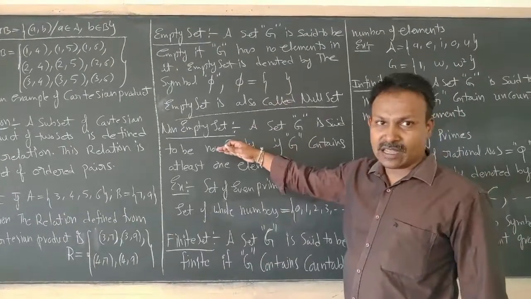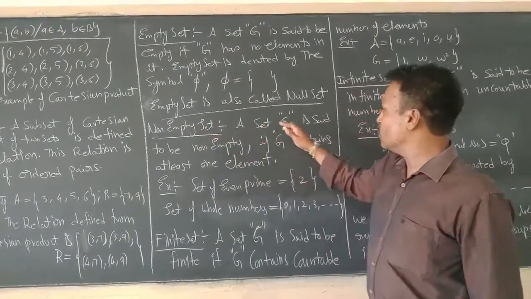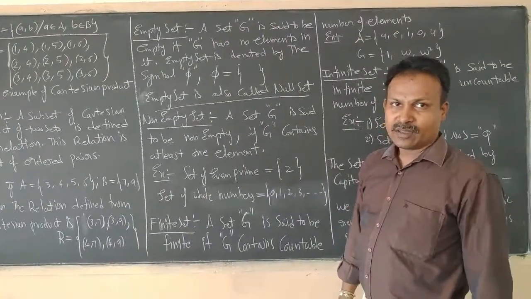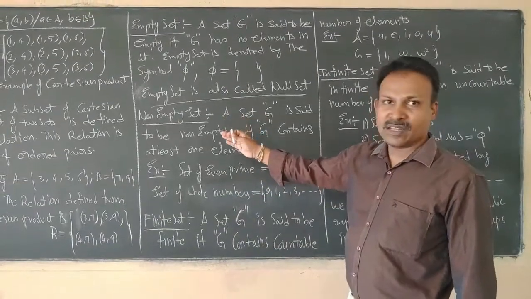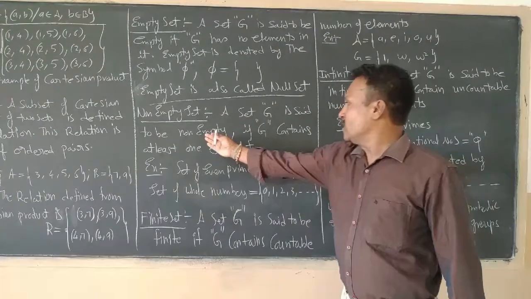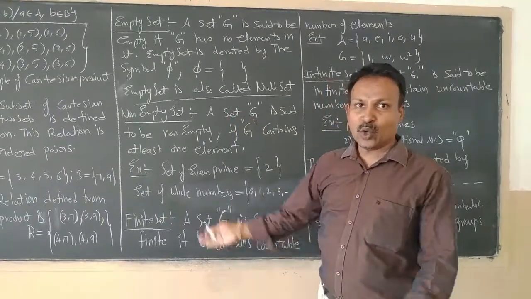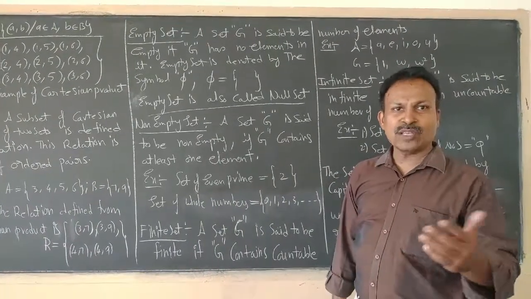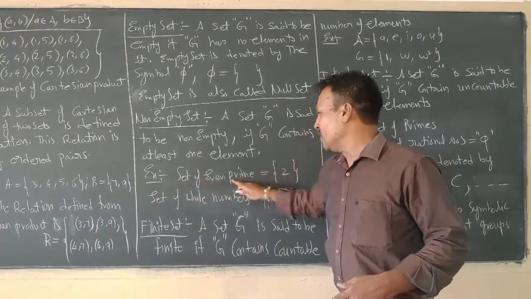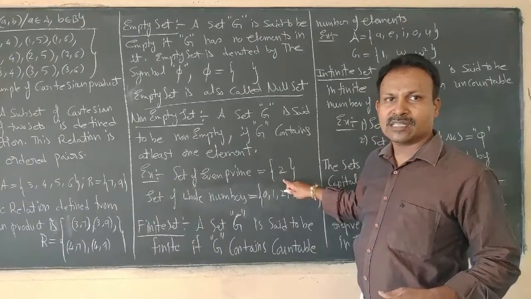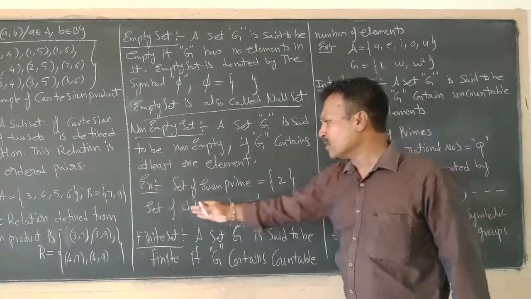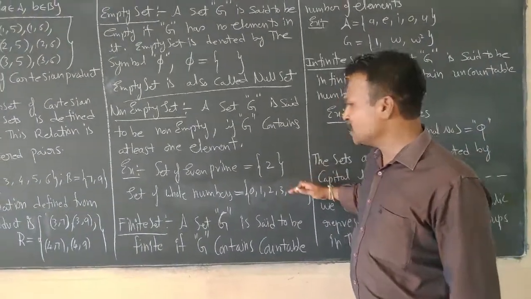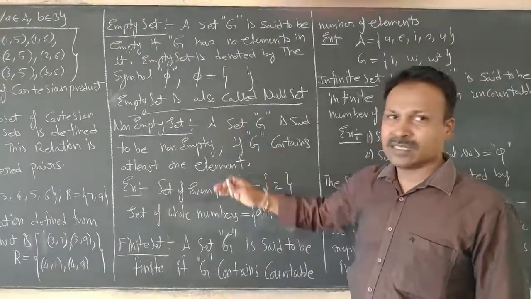Next definition, non-empty set. A set G is said to be non-empty if G contains at least one element in it. I repeat once again, a non-empty set is defined as a set G which contains at least one element. For example, the set of even primes: 2 is even, at the same time 2 is prime. That is why the set of even primes is a single-term set, the set containing only one element, that is 2. Another example is the set of whole numbers 0, 1, 2, 3 and so on. So these two sets are examples of non-empty sets.